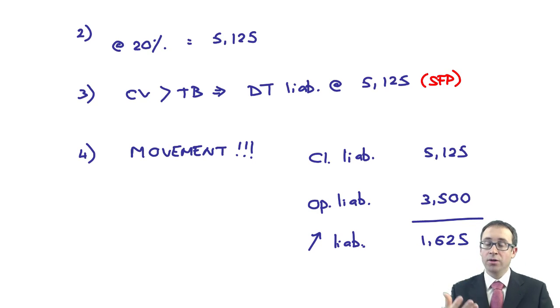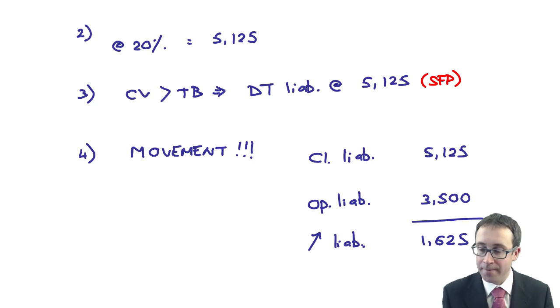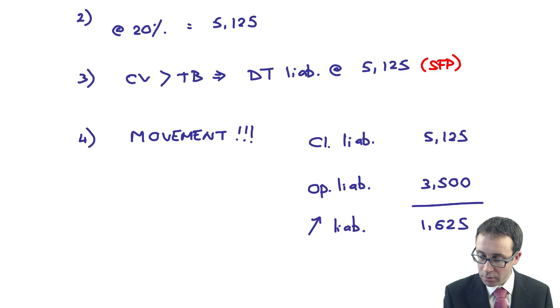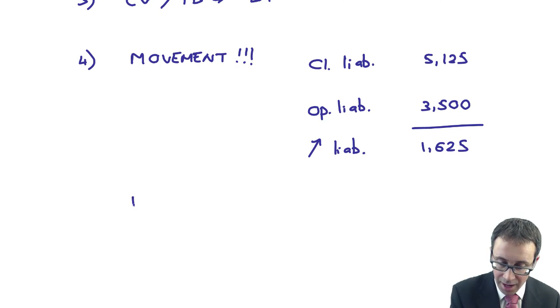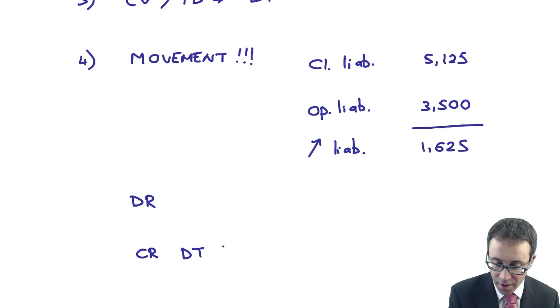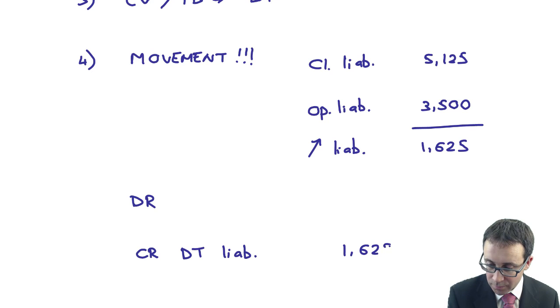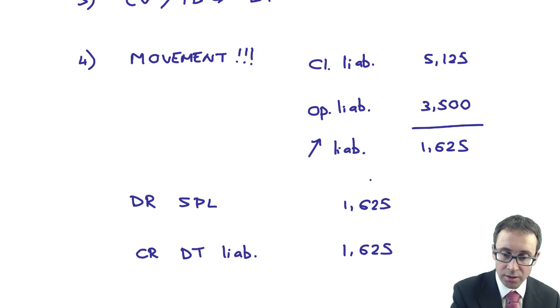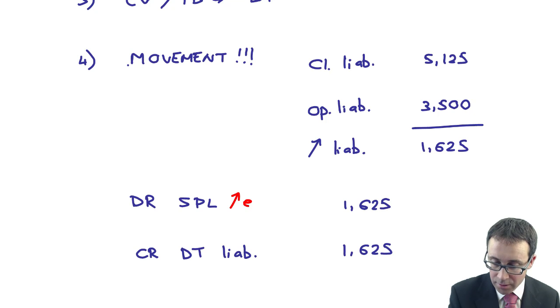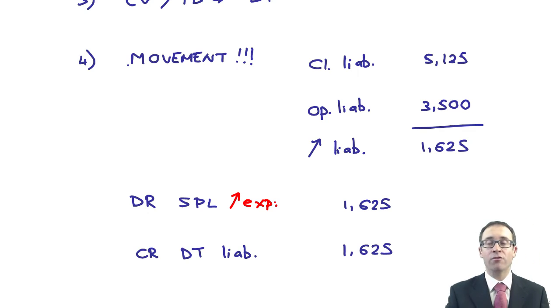Okay. So the closing liability figure is what we've shown on the SFP. The movement is what goes to profit or loss. So we have an increase in a liability. So I credit my deferred tax liability with 1,625 and debit the statement of profit or loss with 1,625. That debit to my statement of profit or loss will increase the tax expense. There we go. I'll leave it to you.